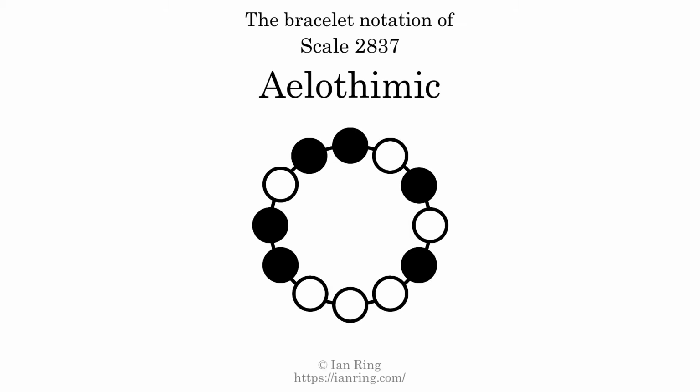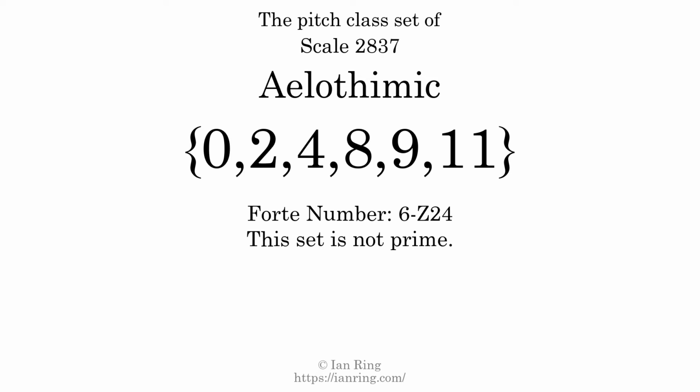This is a bracelet notation diagram of scale 2837. The shaded circles represent tones that appear in the scale, and they are read clockwise, starting at the top. The pitch class set for this scale is 0, 2, 4, 8, 9, 11.